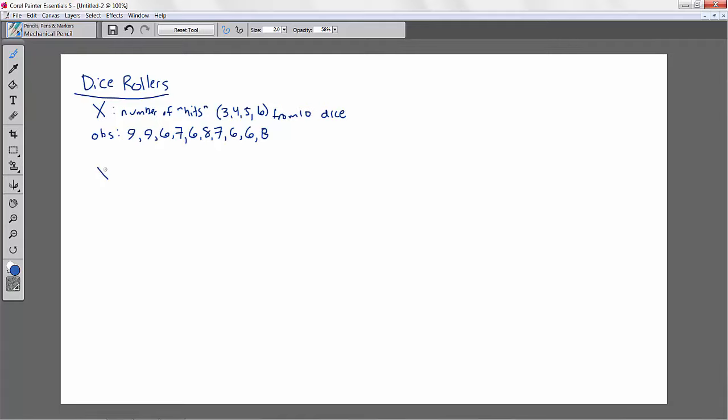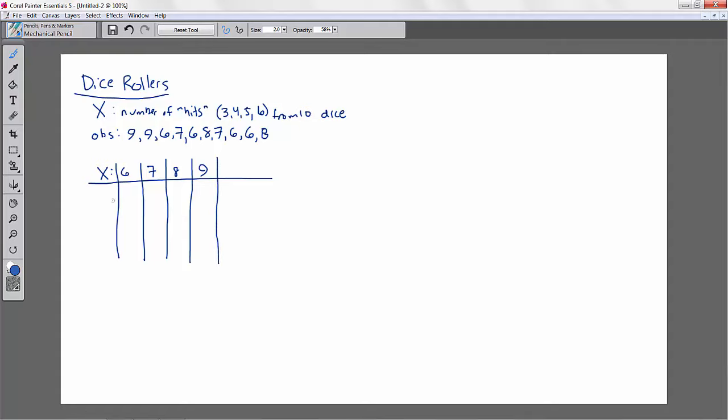To do this, we can start building a table where the random variable values go in the top row. These would be anywhere from 6, 7, 8, or 9 observed hits. Our frequency of observations were 4 observations of 6, 2 observations of 7, 2 observations of 8, and 2 observations of 9.